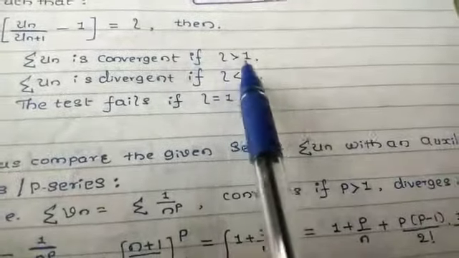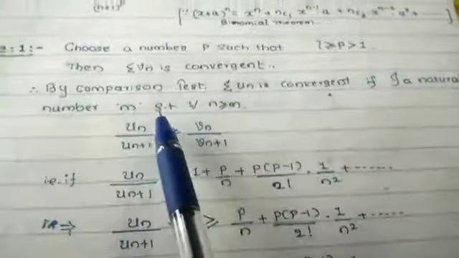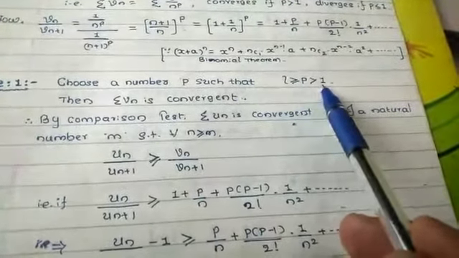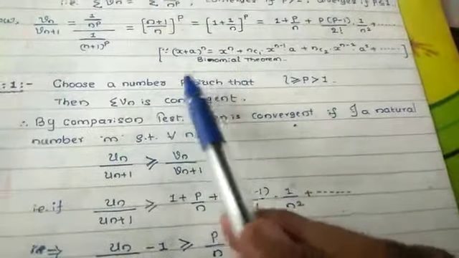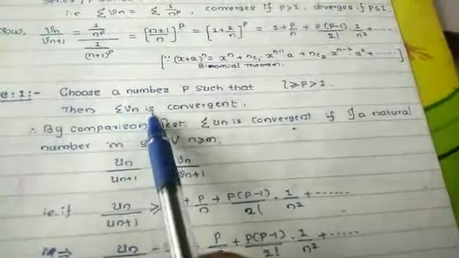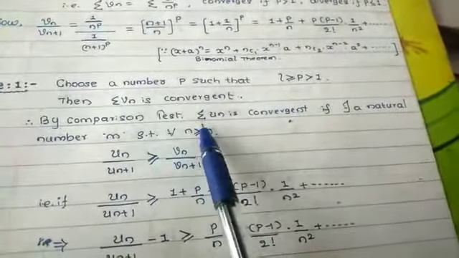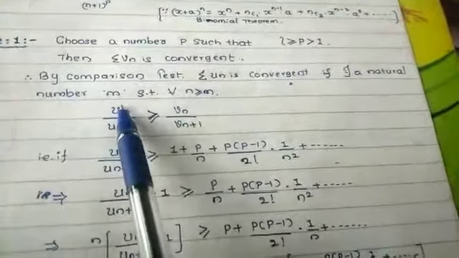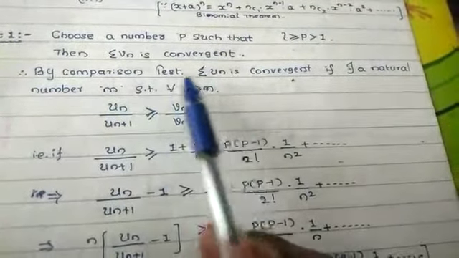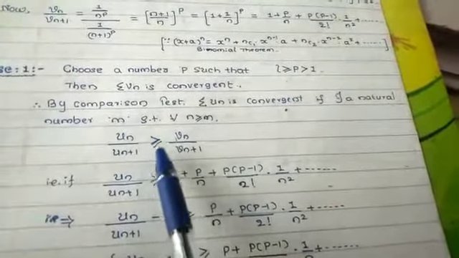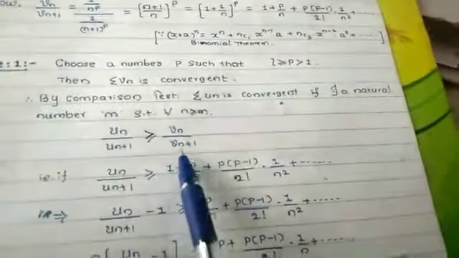and we are considering the term vn divided by vn plus 1. Case 1: we consider L is greater than 1. We have to prove that summation of un is convergent. Choose the number p such that L is greater than or equals to p, which is greater than 1. Summation of vn is convergent, so by comparison test summation of un is also convergent. There exists a natural number m such that for every n greater than or equals to m, for convergence, un divided by un plus 1 is greater than or equals to vn divided by vn plus 1.